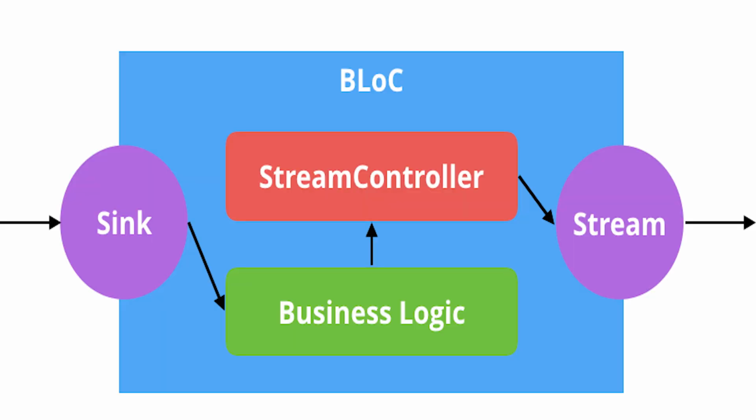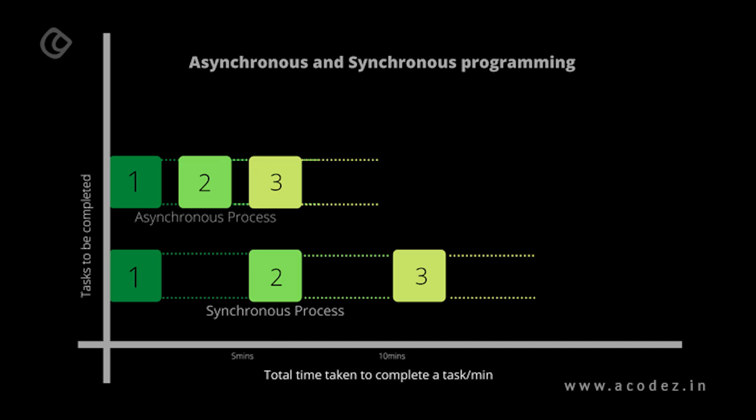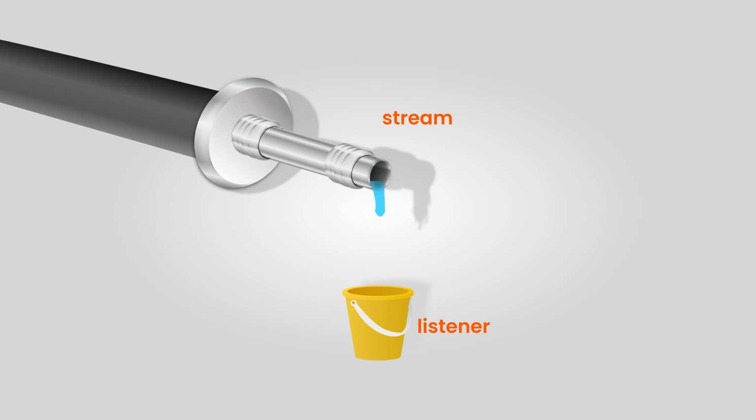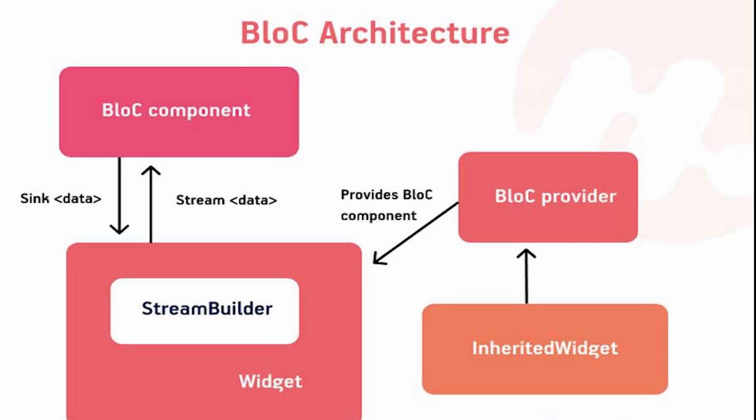Bloc uses Dart streams under the hood to communicate between UI and business logic. A stream is a sequence of asynchronous data. It's like a pipe through which data can flow over time. Bloc uses streams to send events to Bloc and also emit new states that UI can listen to and update accordingly.